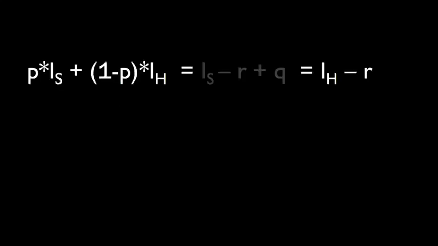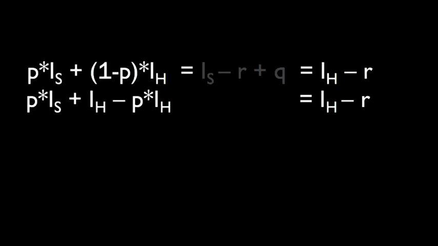Okay, now we can go back to where we started and take the two outside parts of the equality and use those to solve for the premium R. Step 1, we can simply distribute.